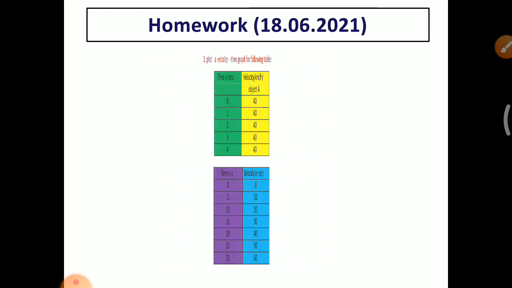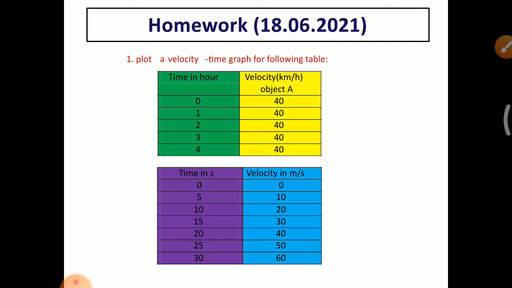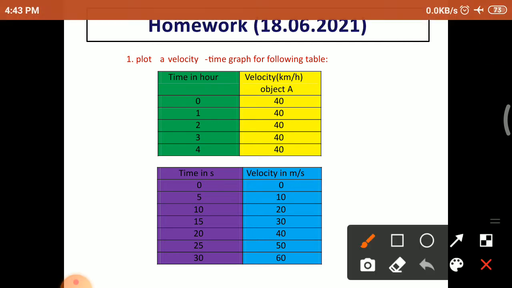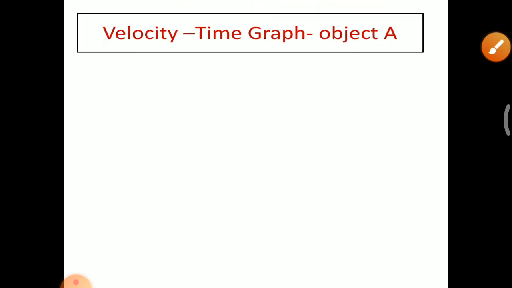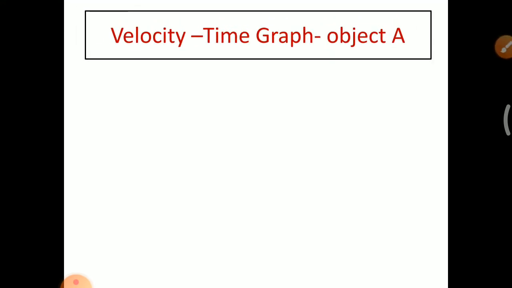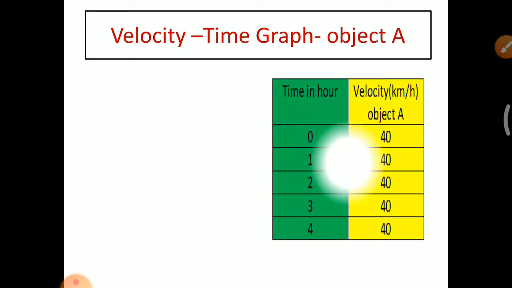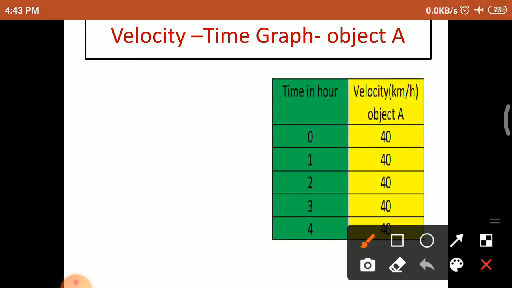The last class homework. See the question. Plot a velocity time graph for the following table. So you have to plot a velocity time graph for this reading. Velocity time graph for object A. Time in hours. Velocity in kilometer per hour.